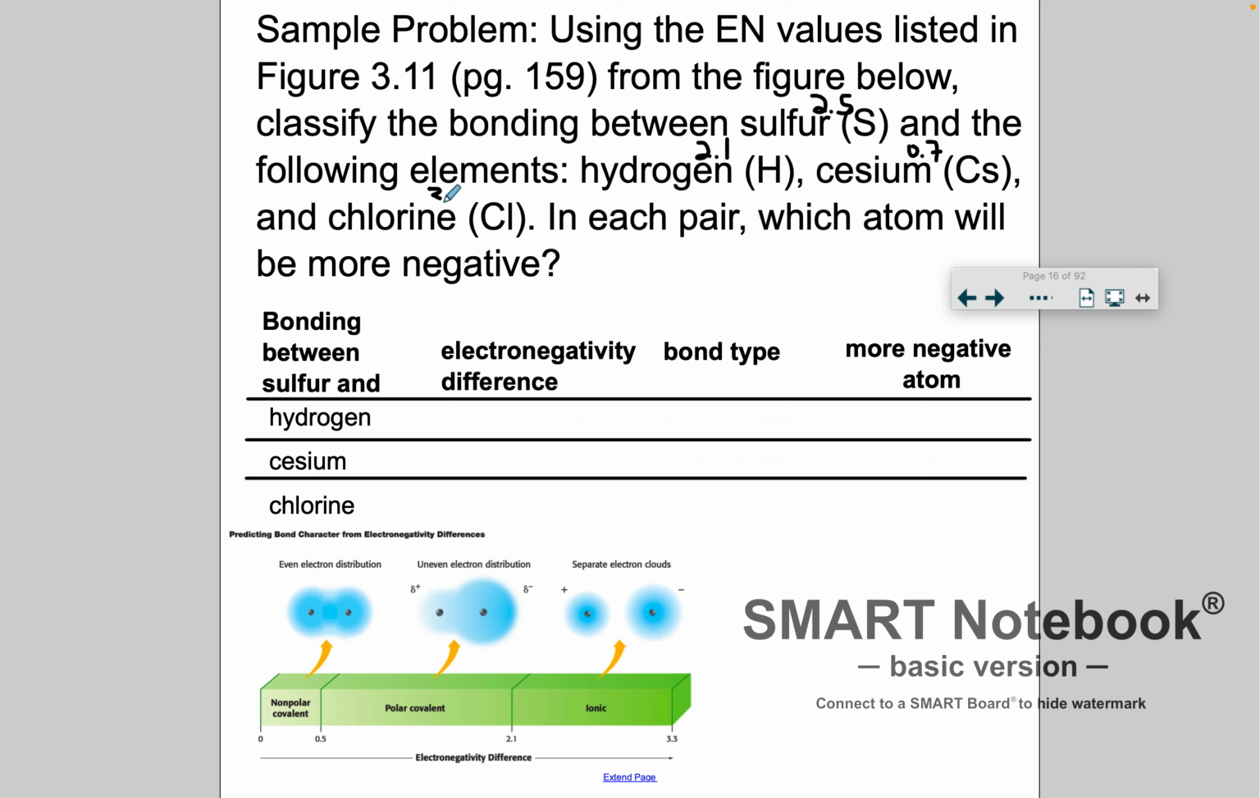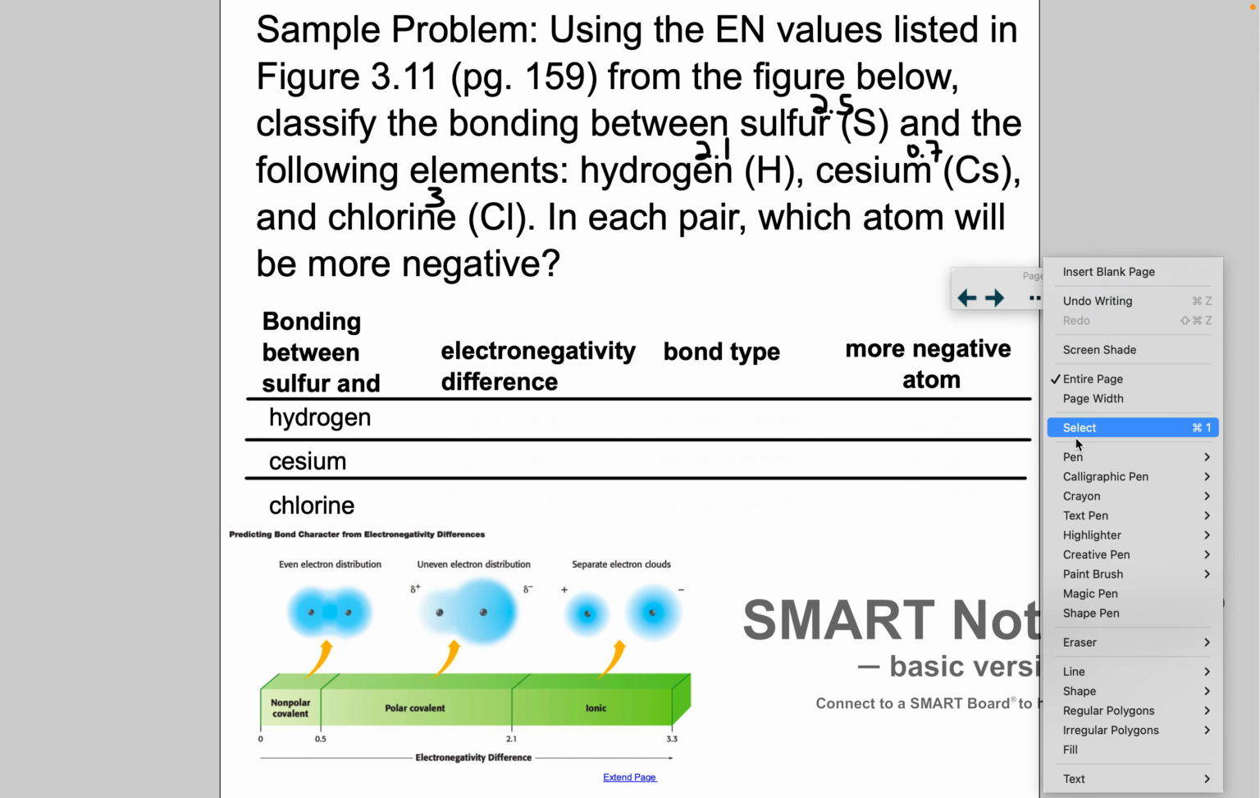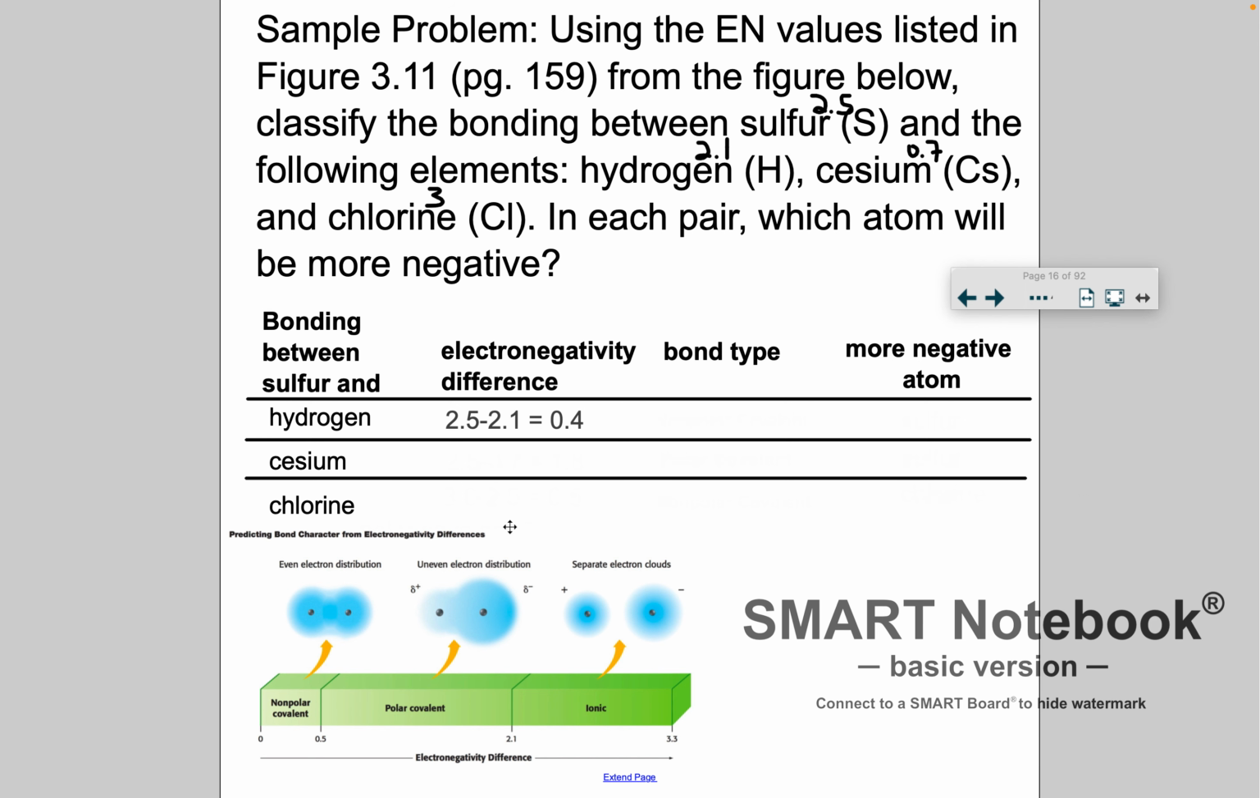All right, so then it says we're going to subtract sulfur from all of these. Okay, so sulfur and hydrogen. So 2.5 minus 2.1. Let me get my arrow here. Electronegativity difference of 0.4. What's the bond type? You would say it's nonpolar. Which atom, hydrogen or sulfur, is more negative? Which one's hogging that electron? It's the one with the higher electronegativity value, sulfur.